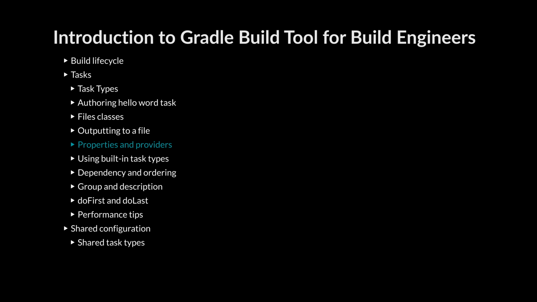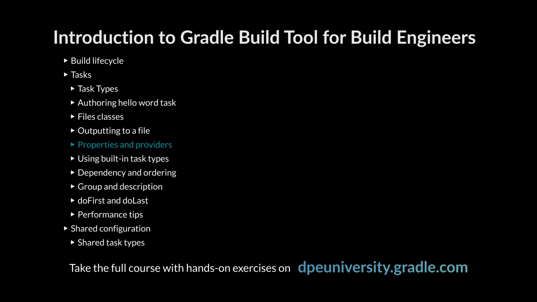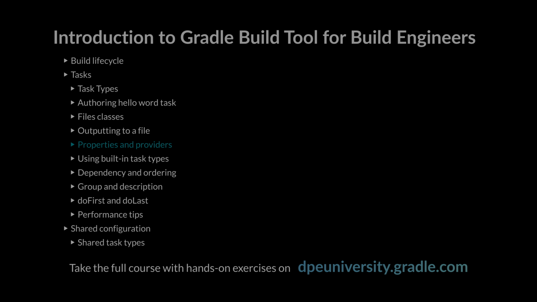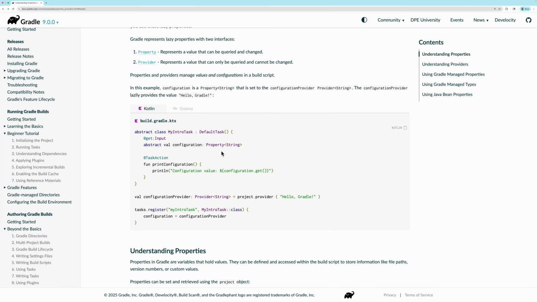In the previous chapters, we've been using properties for the task type inputs and outputs. In this chapter, we will go over what properties and providers are in more detail and why it is recommended to use them. In the Gradle documentation, it is often recommended for task inputs and outputs to use properties instead of the type directly. Let's explore why.